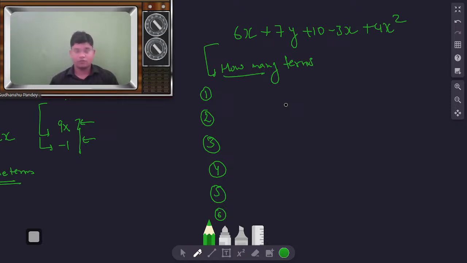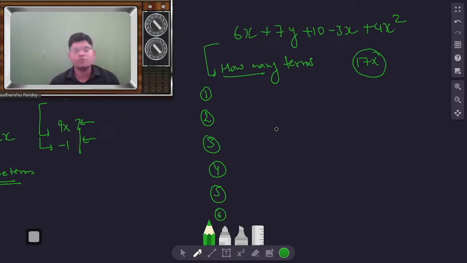Too much time. It should not have taken more than 30 seconds. Sir, there are 3 terms. What are they? Tell me. 17x, 7y, and 10. How did you get 17x? I added 6x. No. Wait, I had to subtract. Okay.